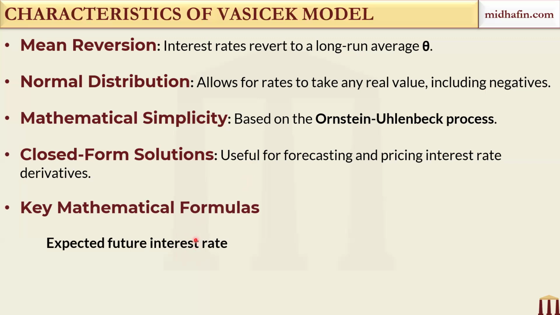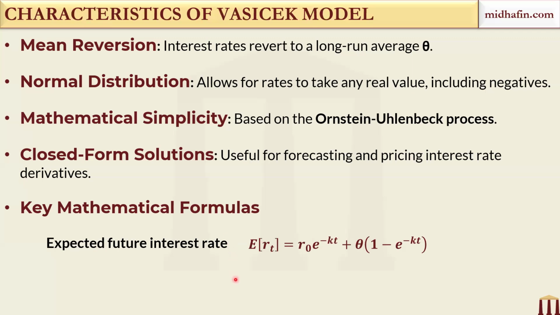If you want to see the mathematical formula, the expected future rate is actually this: E[R_T] equals R naught multiplied by e raised to the power minus kT, plus theta times 1 minus e to the power minus kT. So this tells us where the interest rate is expected to be at some future time based on where it started, based on R naught, and how quickly it converges to the average.